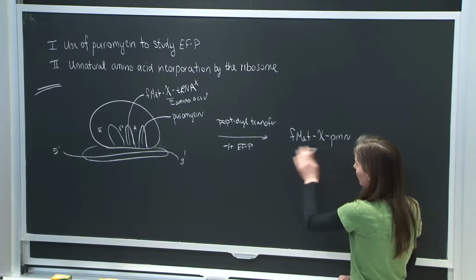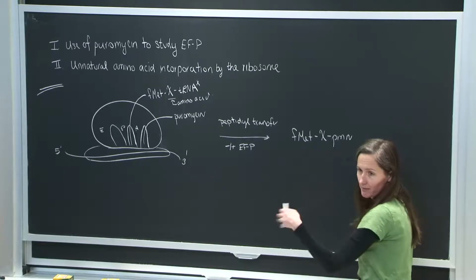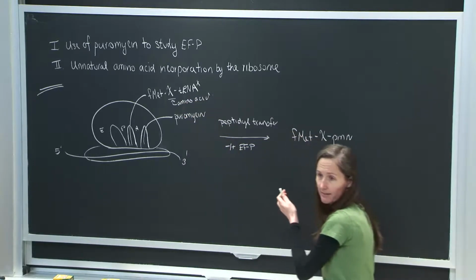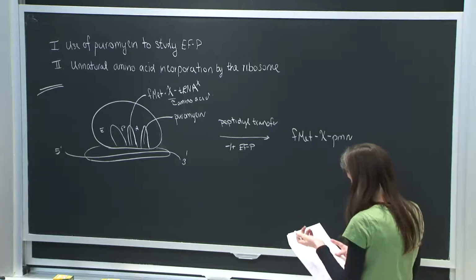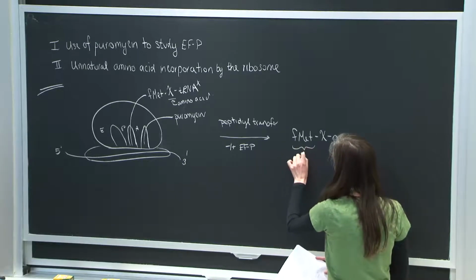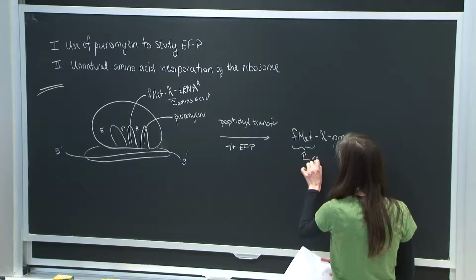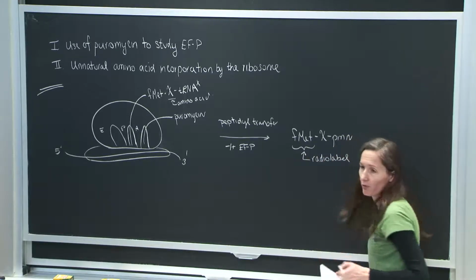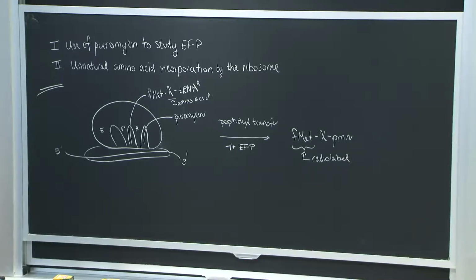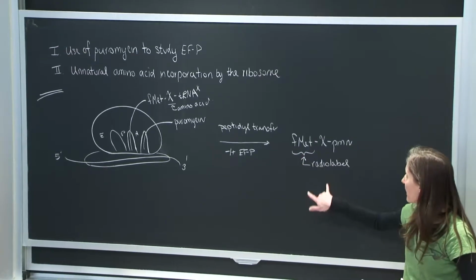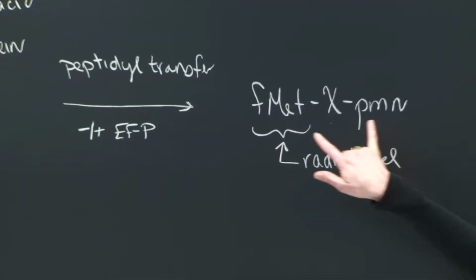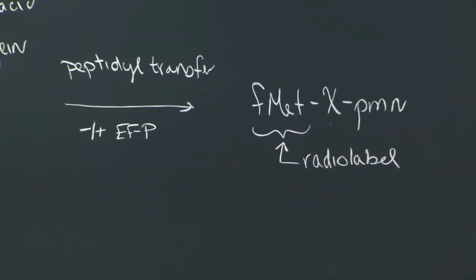Keep in mind, if this is what's being monitored, there needs to be a step to hydrolyze this tripeptide off the tRNA that's in the P site. Throughout this work, how they monitored this is that they have a radio label on the formyl methionine. So you can imagine that you can somehow separate and see the dipeptide, as well as this tripeptide-like molecule with the puromycin attached.